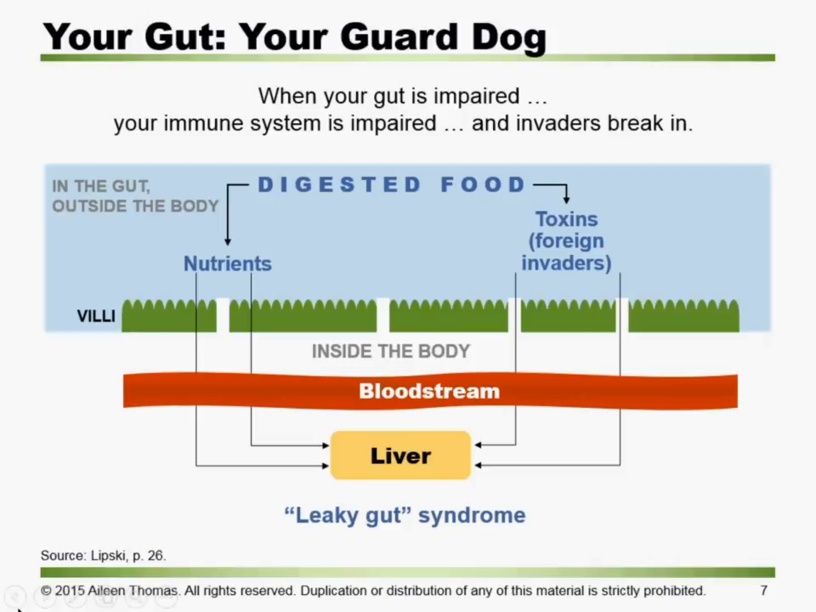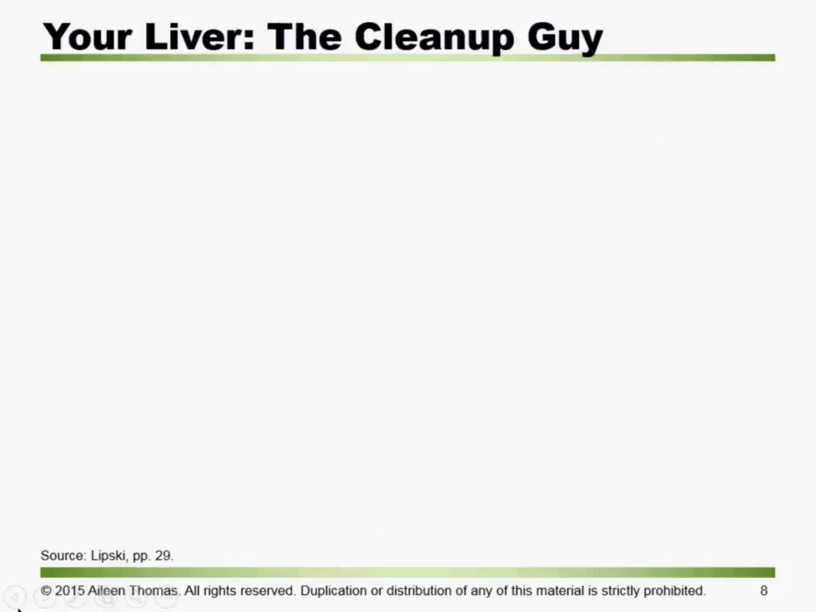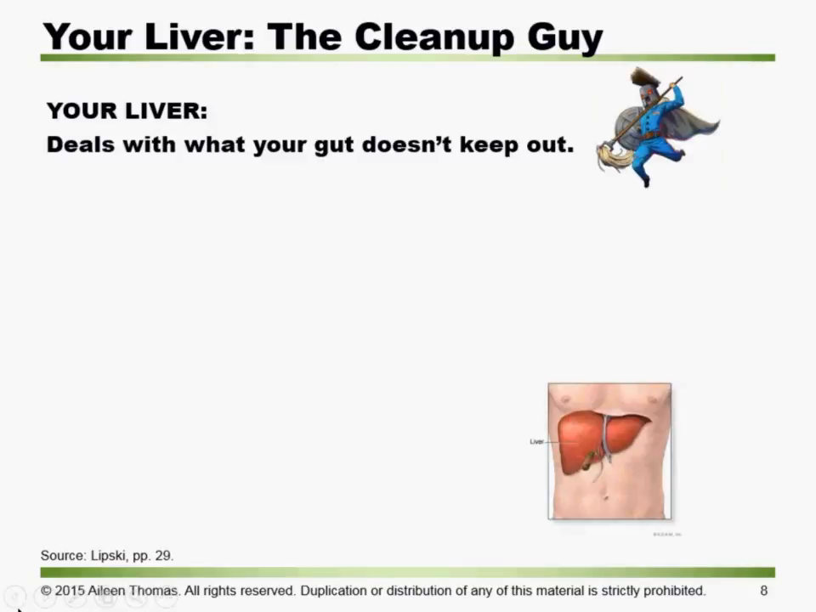But you certainly don't want the toxins delivered to the cells in your body. So now the liver has to do what the gut didn't. That is, process and eliminate these intruders. So let's talk about your liver. Are you getting the idea that the liver and the gut work very closely together? You would be correct. I call the liver the cleanup guy because, as you can tell from the last slide, it deals with what your gut doesn't keep out.